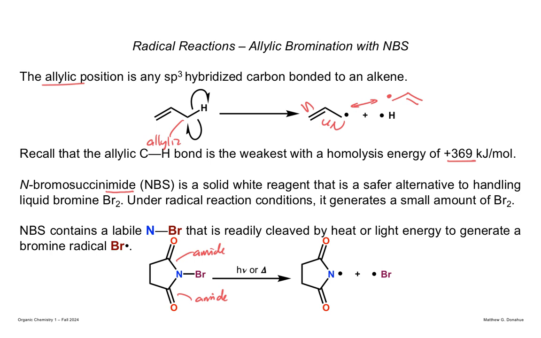And what it will do is cleave this bond, the N-Br bond, pretty easily with light or heat to generate a bromine radical. And I think we'll wrap it up here, but then we'll look at that bromine radical, how it's going to start scanning the molecule for allylic CH bonds.